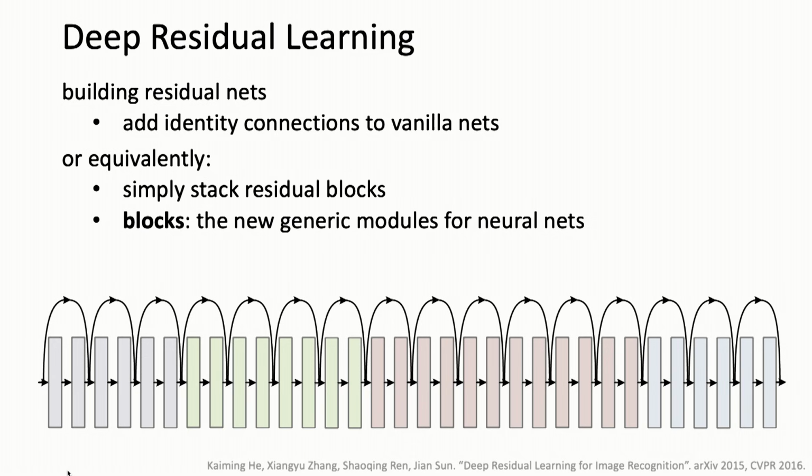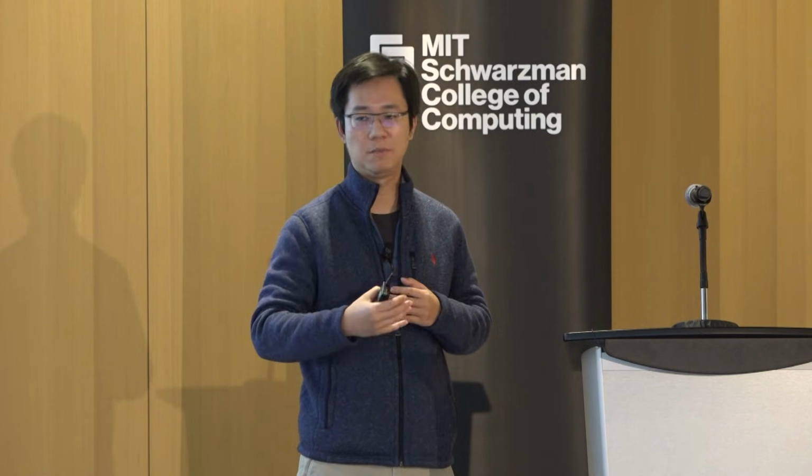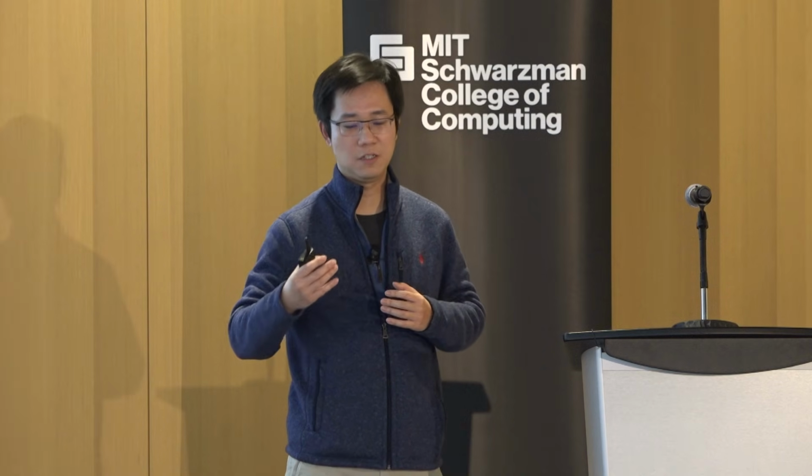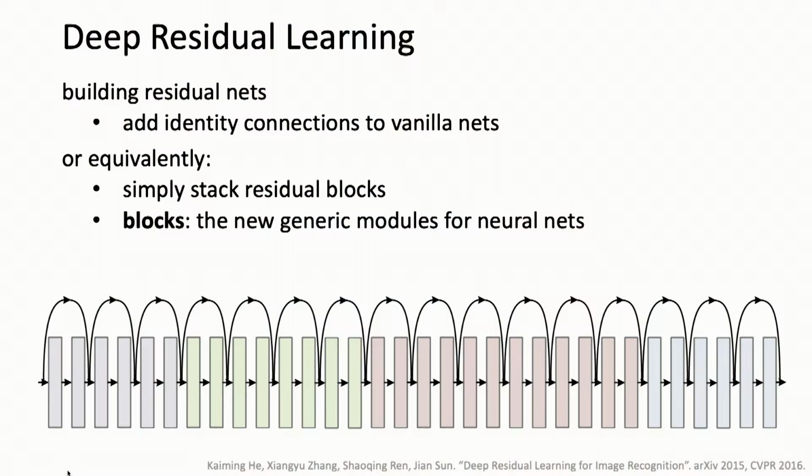So after the introduction of ResNet, people started to focus on the design of every single building block. And perhaps one of the most successful designs is the transformer block. And then after that, you just need to stack the same type of block many times, and you don't need to carefully design every single specific layer when you have many more layers.